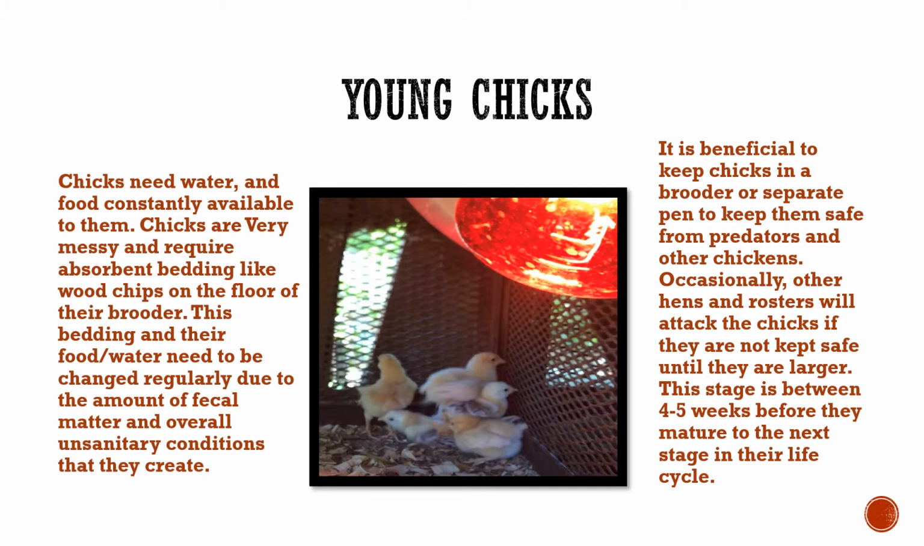And other chickens, grown hens and pullets and roosters will sometimes try to establish dominance by pecking them and hurting them pretty badly. So you want to keep them separate while they're growing. So basically, occasionally the other roosters and hens will attack them. So you want to really keep them separated, keep them safe. This stage, the chick stage, is normally about 4 to 5 weeks before they mature to get to the next stage in their life cycle.